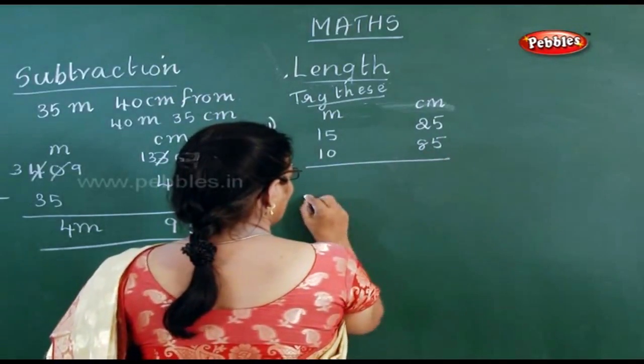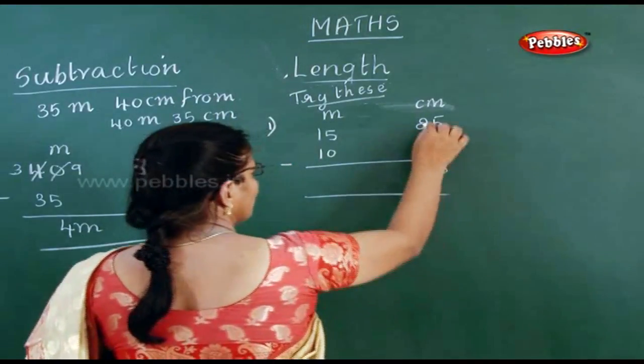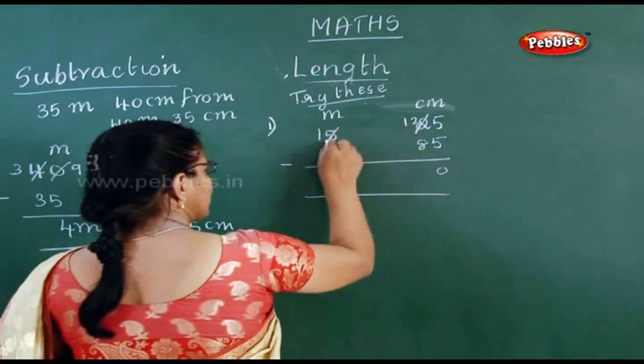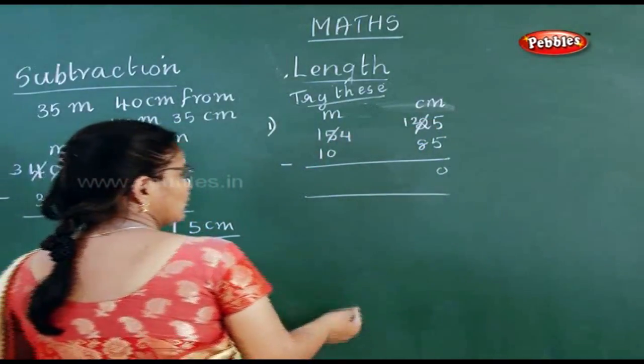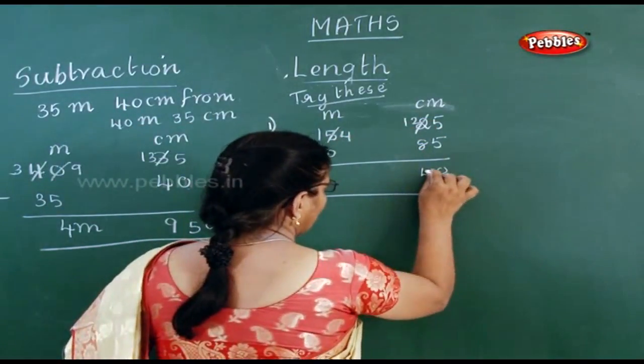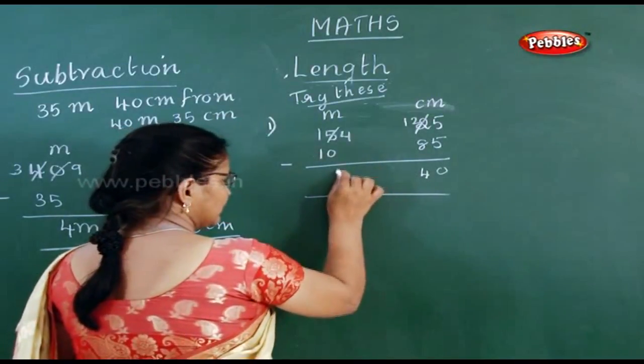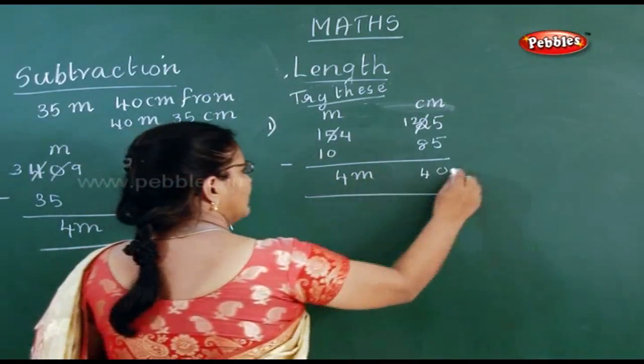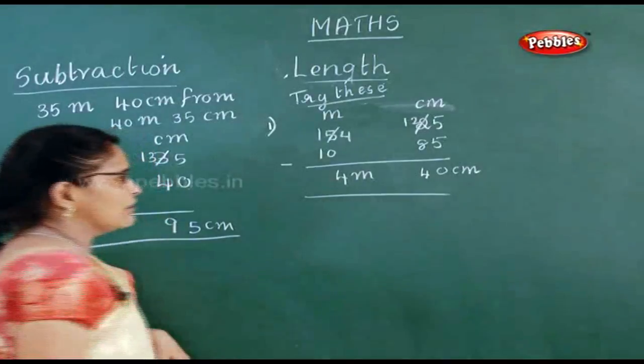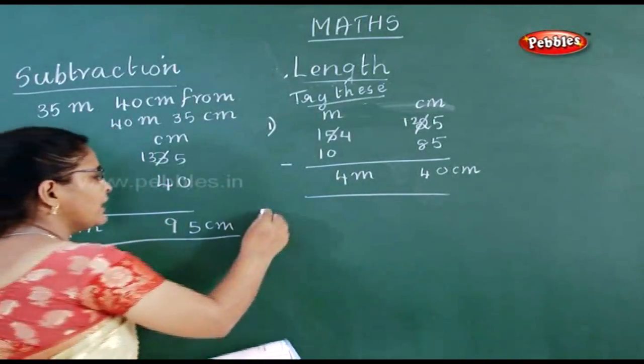So now what will we do here? 5 minus 5 is 0. This will become 12 and this will become 4. You're borrowing it. So what is 12 minus 8? It is 4. And 4 minus 0 is 4. So you write 4 meter and 40 centimeter. Is it clear now?